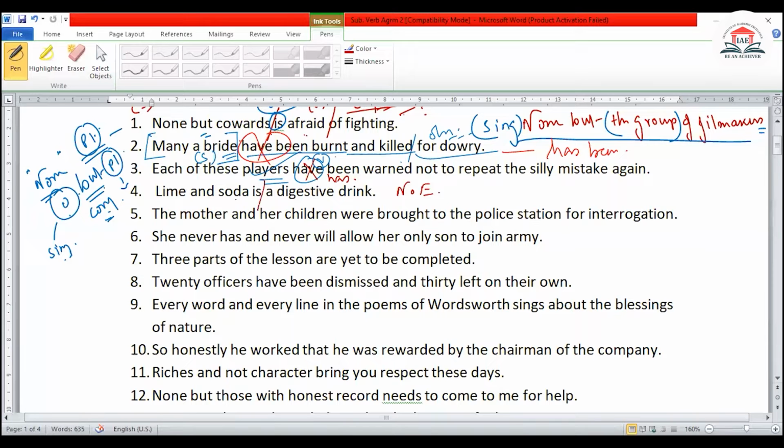This is my subject, lime and soda. This is S1, this is S2. But it doesn't mean that my subject is plural. Lime and soda is a drink, a singular drink. Right?